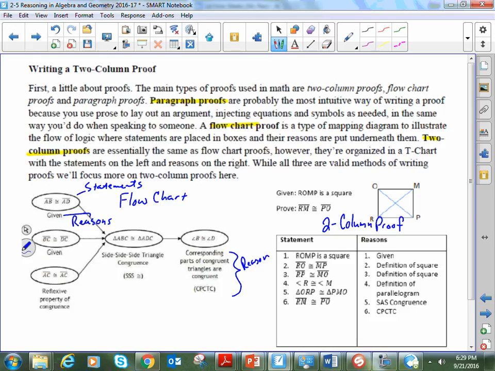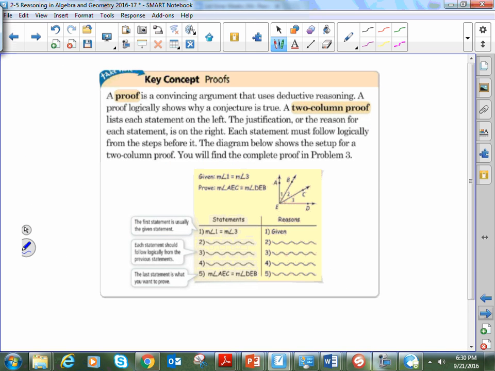Really there's no difference between what a two-column proof is and what a flowchart proof is, other than the way that we organize the information. Here in a two-column proof, instead of putting the statements in a bubble and using the statements to point to a new conclusion, it just flows from top to bottom. Well, we have this, we have this, we have this, therefore this is our conclusion. So that's kind of what a two-column proof, a flowchart proof, and a paragraph proof are.